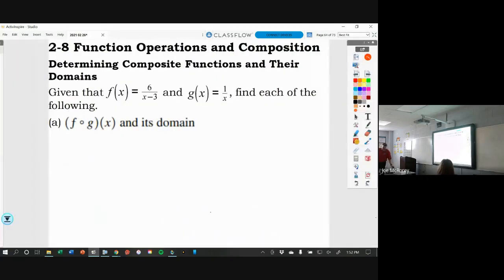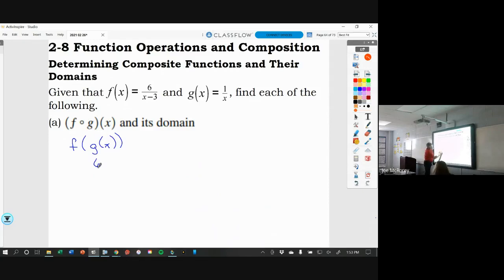F and G are now changed. F of x is now 6 over x minus 3. G of x is now 1 over x. I want to find f of g of x and its domain. I want f of g of x, which means take the f function, and anywhere there's an x, I'm going to replace the x's with the g function.